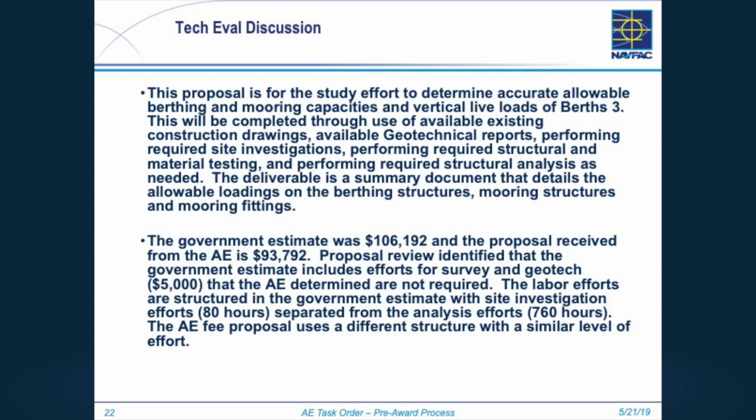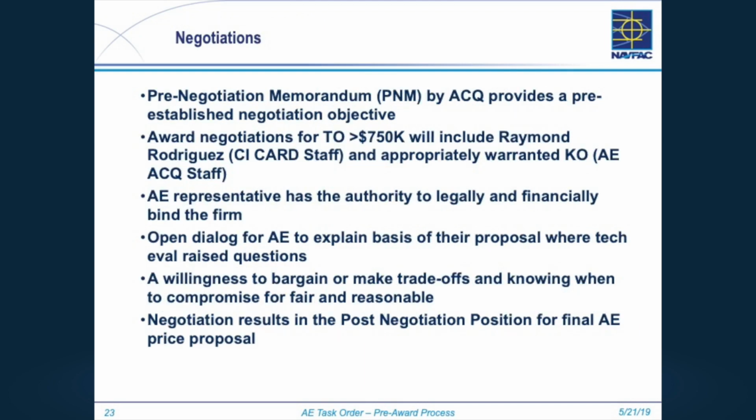This was a study. I don't know why I put that one in there. This particular one, proposal review identified the government estimate includes efforts for survey and geotech, AE determined not required. Somewhere in their scope assumptions, they said, you're asking for survey and geotech, we've already got it, and here's where we found it and why we don't think you need to repeat that piece. Sometimes they know things that we don't know. So it is a collaborative effort.